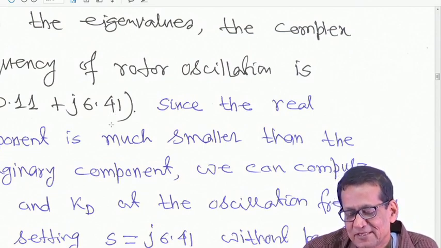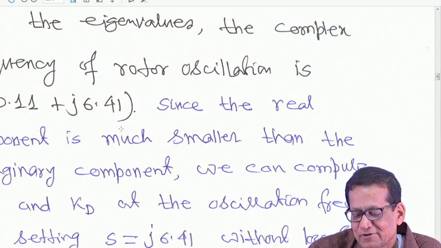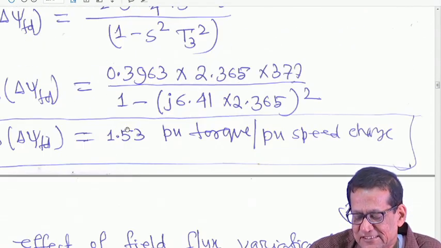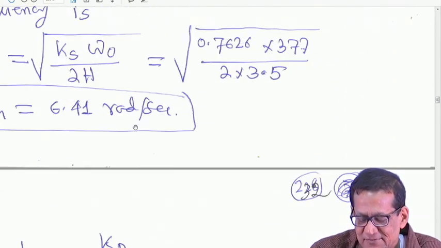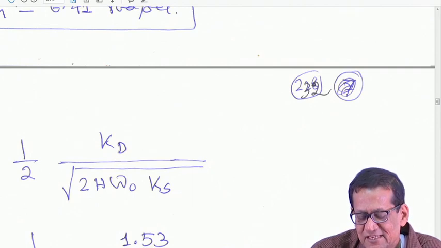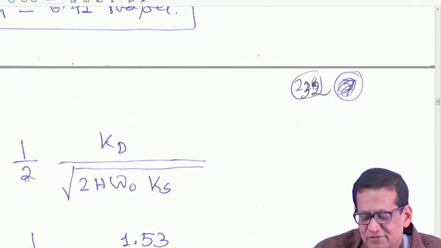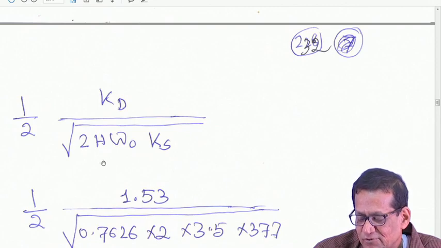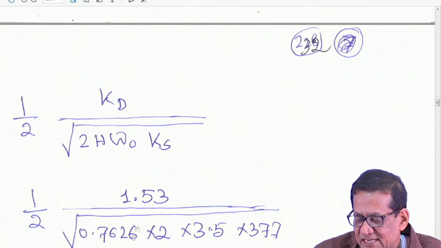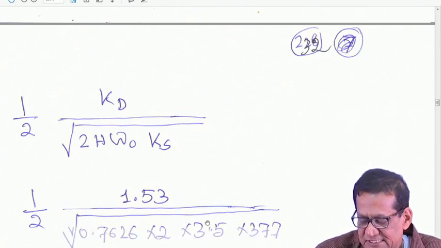So, it is just telling that according to our data it is coming like this, but nothing to relate with that, right. And similarly, your xi, that is your damping ratio, that also we have derived before, that is half into Kd upon root over 2 h omega 0 Ks. If you substitute that your h is 3.5, omega 0 is 2 pi f 0, that is 377, and Ks is 0.7626, then 2 into 3.5 into 377.